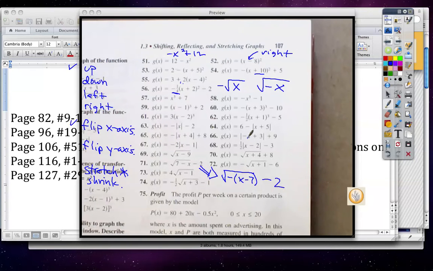This one has, inside an absolute value, negative x plus 3. So you could rewrite it like negative x plus 3. But if you remember about the absolute value, the shape of the function is a v. So what happens if you flip it this way? It's the same shape.